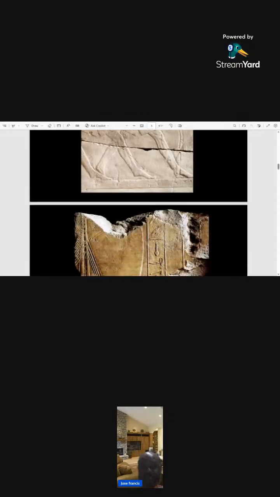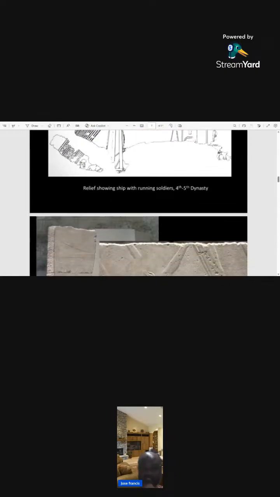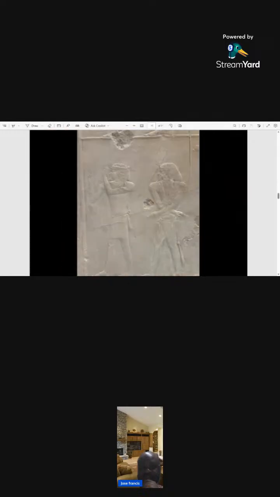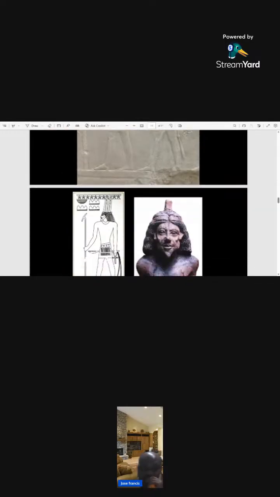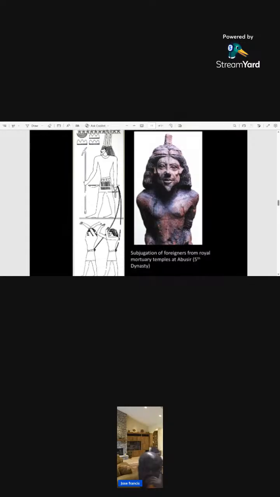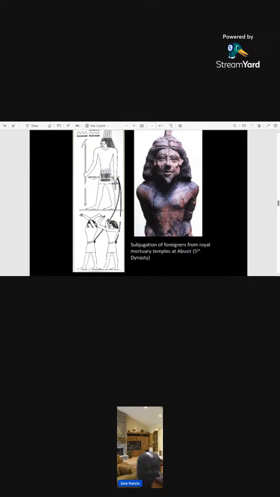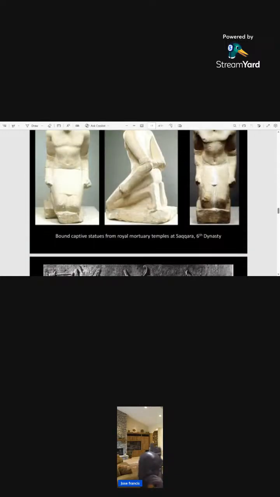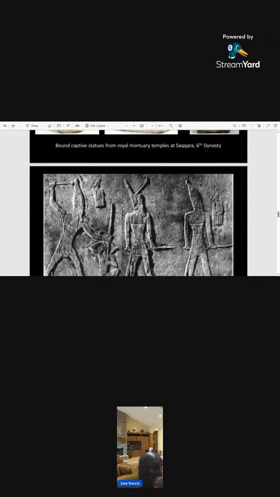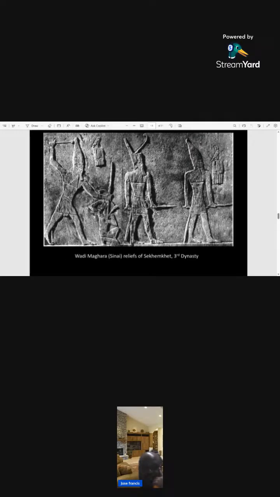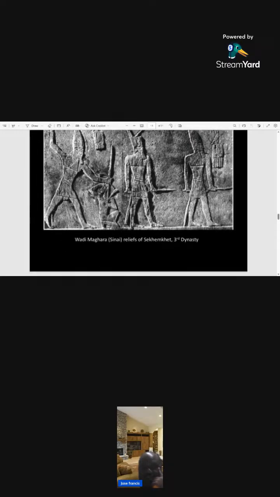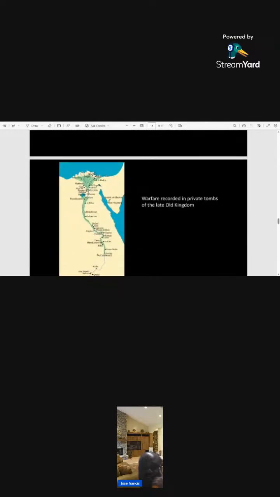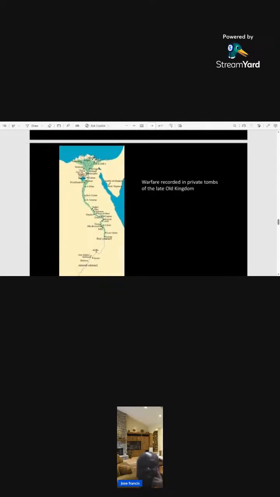So let's go down and see what else we have. I'm sure there's a story here. So let's go down and look for the story. The autobiography of Harkuf. There's some more reliefs here. Subjugation of foreigners from royal mortuary tombs at Abu Sir, 5th dynasty. Bound captive statues from royal mortuary temple at Saqqara, 6th dynasty. Wadi Maghara, release of Sekhemkhet, 3rd dynasty. Warfare recorded in private tombs of the Old Kingdom.